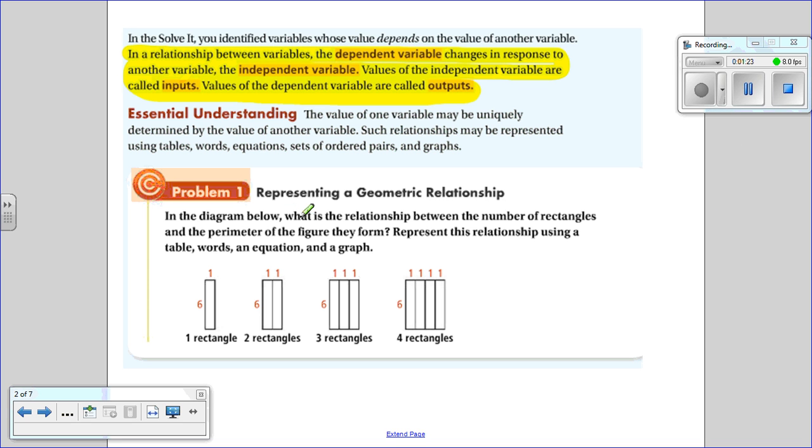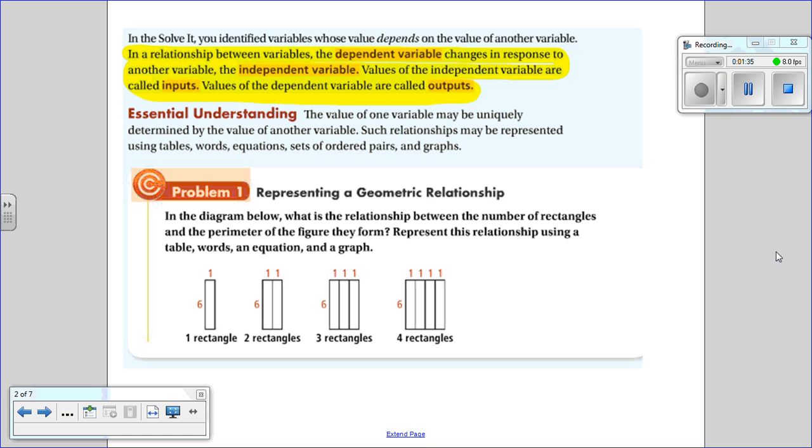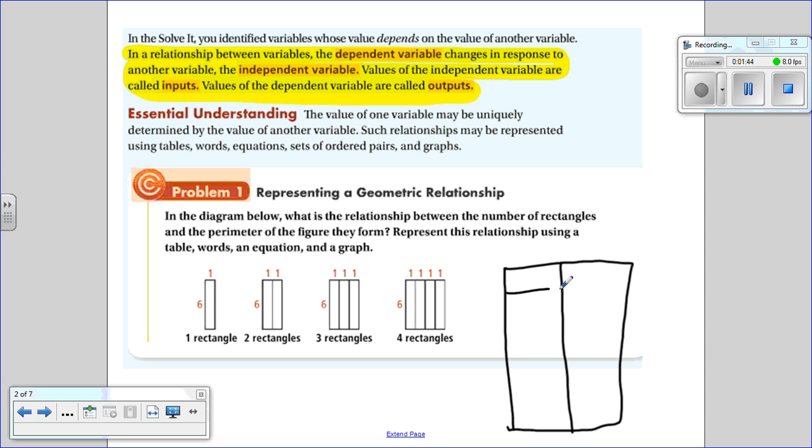So in the diagram below, what is the relationship between the number of rectangles and the perimeter of the figure they form? Represent this relationship using a table, words, and an equation. All right, so the table is where we want to start. Start by drawing a table. And again, a table is essentially just a T-chart. We have our independent and we have our dependent.